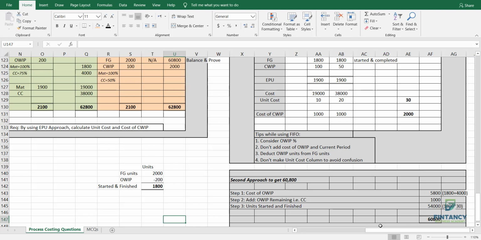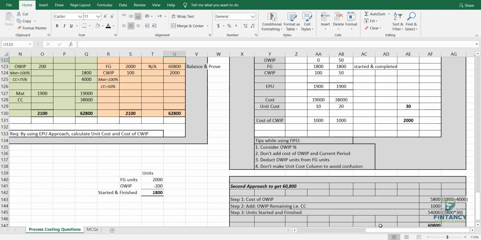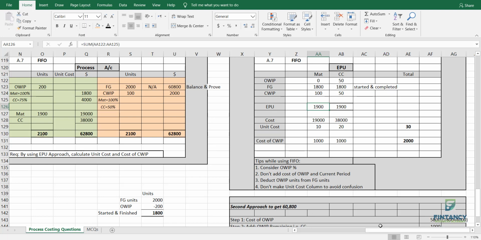So these three different questions he can ask you. How much is the cost of opening coming from the previous month? That is very clear. How much is the cost incurred on opening units during the month? That is 1,000. And how much is the cost of those units which were started and completed? 54,000. And finally, the requirement is how much is the cost of finished goods? So that is 60,800, total of everything. Okay, how much is the unit cost? 30. How much is the cost of closing work in progress? 2,000. How much are equivalent units of material? 1,900. How much are equivalent units of CC? 1,900.